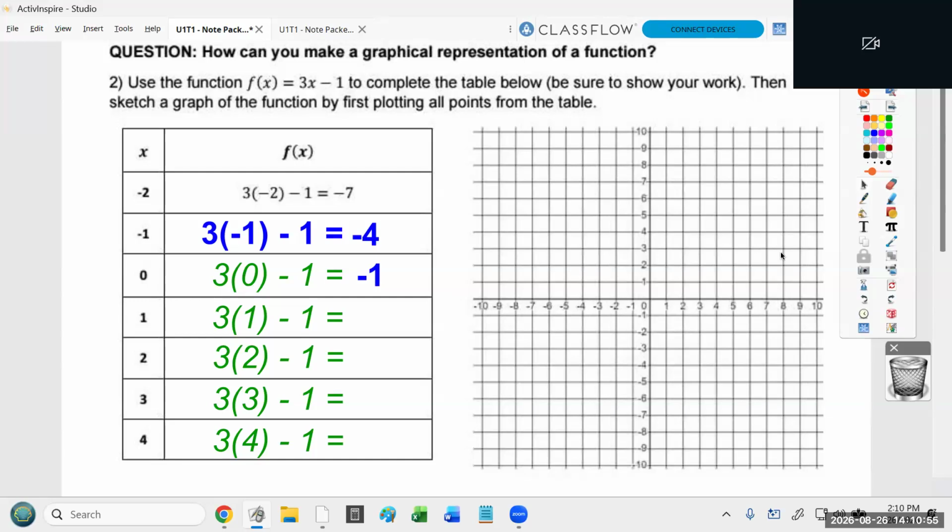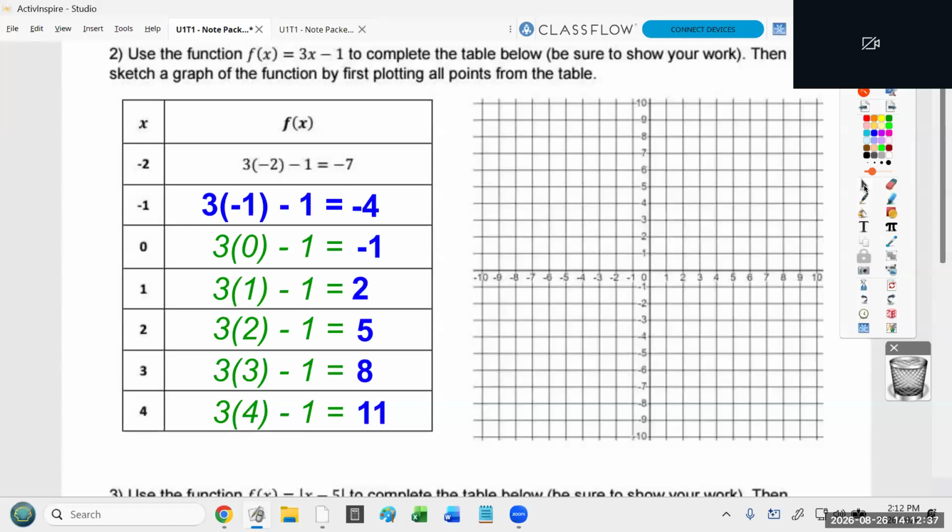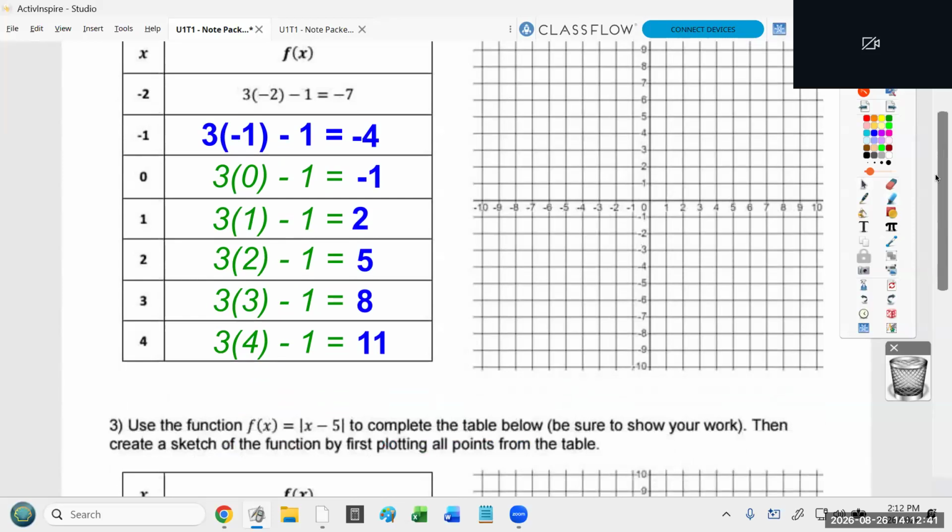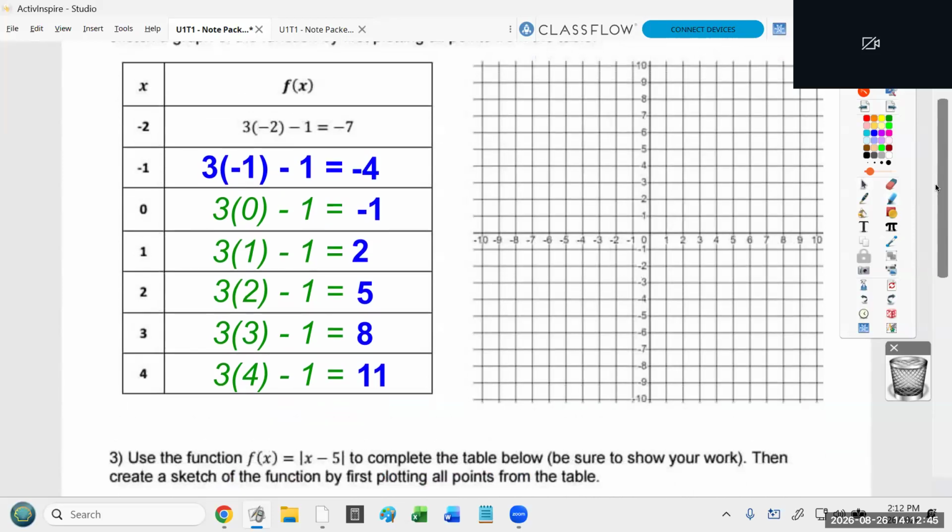Okay? So thank you to those who contributed in that little conversation. We got the table filled in. Now all we have to do is transfer those points to the actual graph. Now again, let me remind you, the x value tells you how far left and right you're supposed to be going. The function value tells you how far up and down you're supposed to be going. So when you look at any one of these points, this is how far left and right I go. This is how far up and down I go.